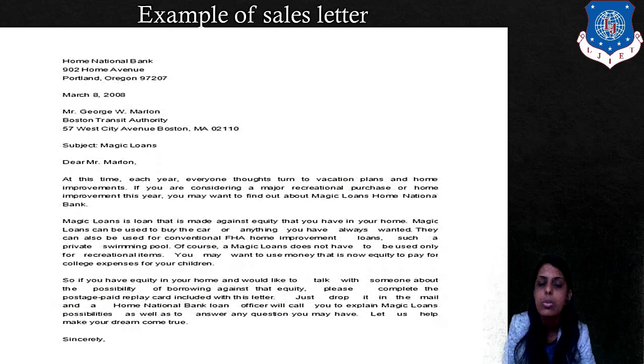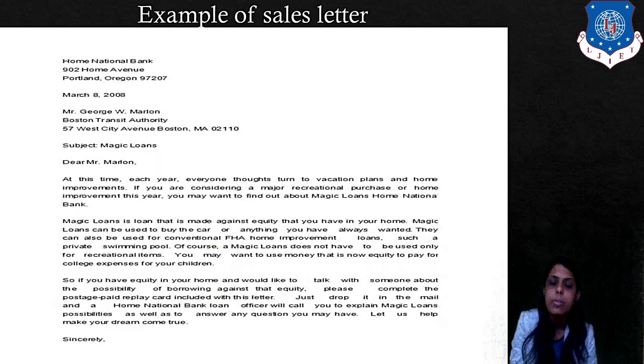In the third paragraph: if you have equity in your home and would like to talk with someone about the possibility of borrowing against that equity, please complete the postage paid reply card included with this letter. So, call to action. If you want this loan, what do you need to do? You have to fill the reply card. Just drop it in the mail, and a Home National Bank officer will call you to explain the Magic Loans possibility as well as answer any questions you have, and let us help you make your dream come true. So you can see how the third paragraph was the call to action: what you need to do if you want to have a Magic Loan. The second paragraph was the features. The first paragraph was the introduction. What is a Magic Loan?